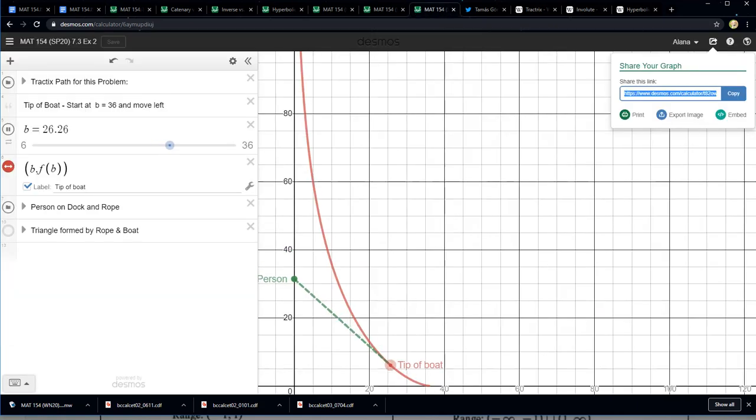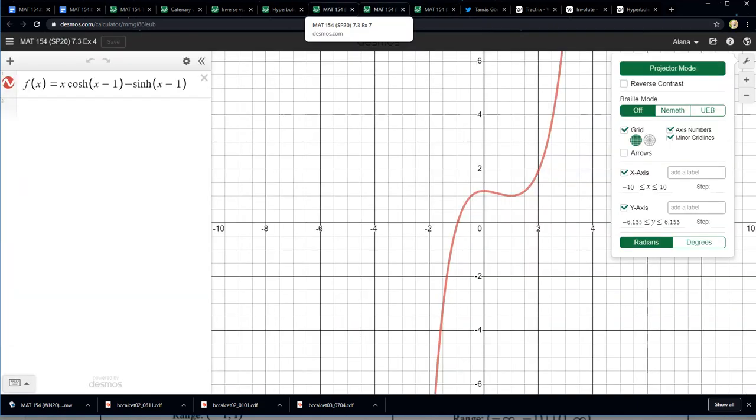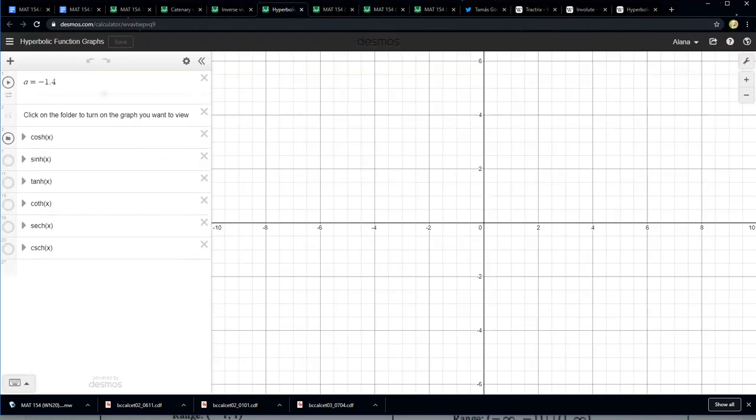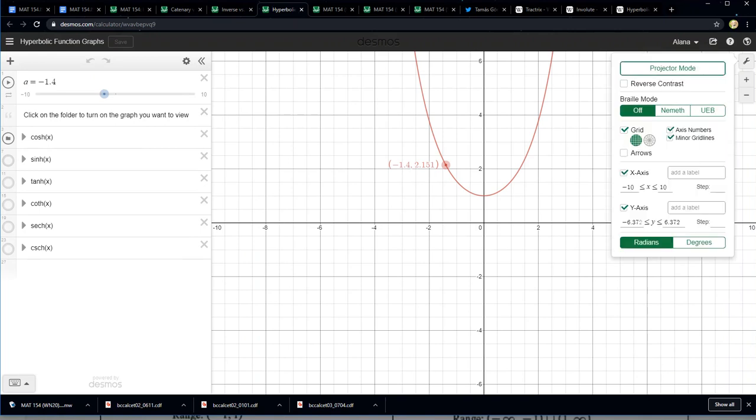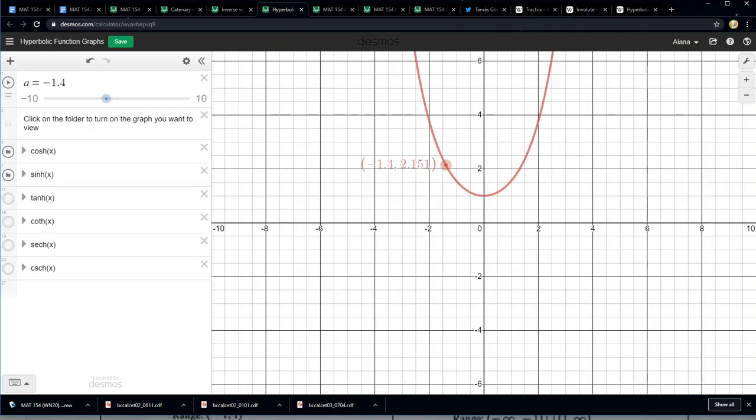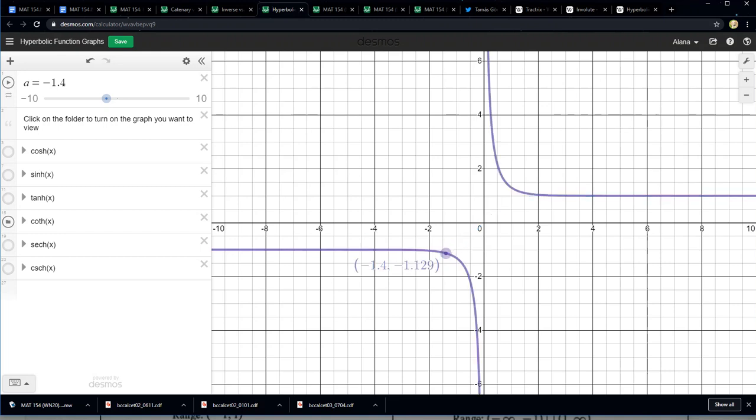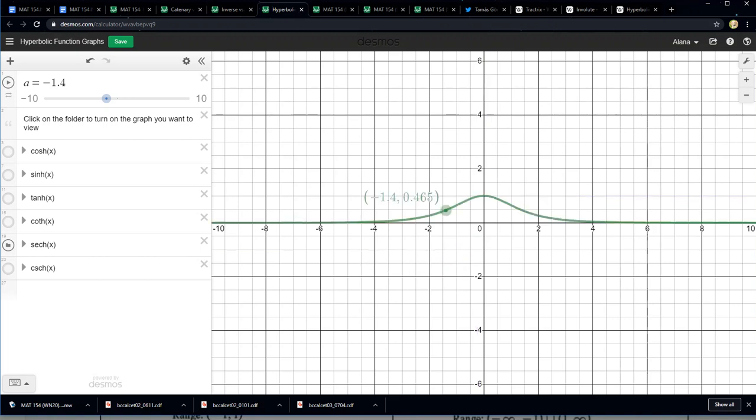Oh, not that one. They're in here somewhere. There, this one. So you can look at cosh. That's what cosh looks like. This is what sinh looks like. This is what tanh looks like. Tanh, hyperbolic tangent. Hyperbolic cotangent, coth, coat. And then seksh. And then coseksh. Yes, that's really how people say them.